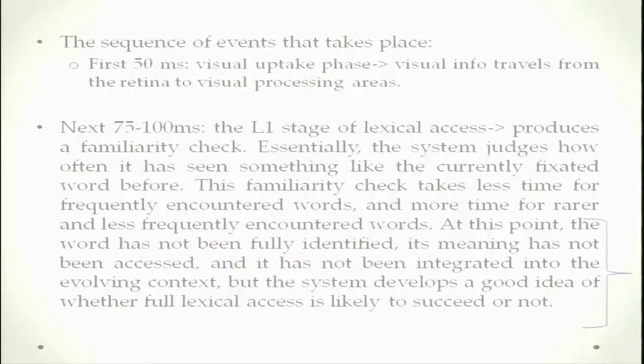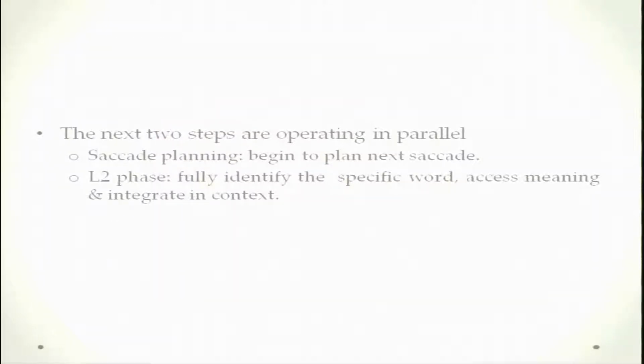One of the important aspects in the L1 stage is that at this point the word has not really been fully identified, its meaning has not been accessed, and it has also not been integrated with whatever you have been reading earlier. But because of this familiarity check, the system develops a very good idea about whether lexical access is going to succeed or not, whether I know this word or not, whether this is a meaningful word or not, and those kinds of things. The next two steps are very important, and they are supposed to be operating in parallel. The first step is planning to begin the next saccade.